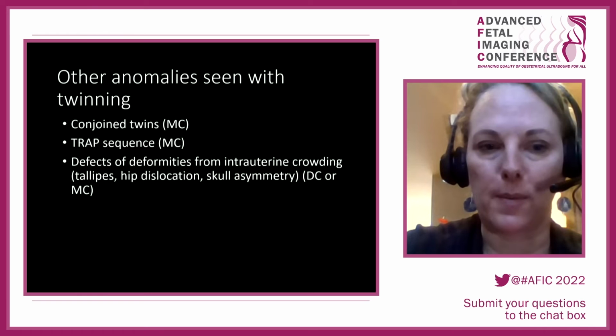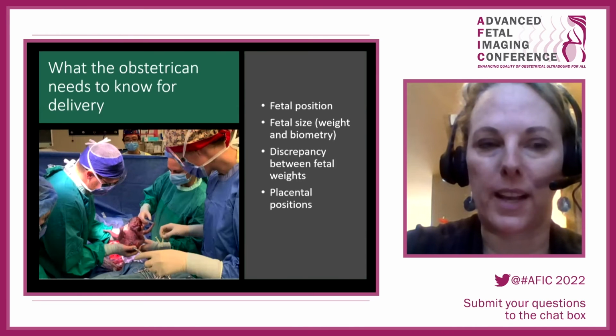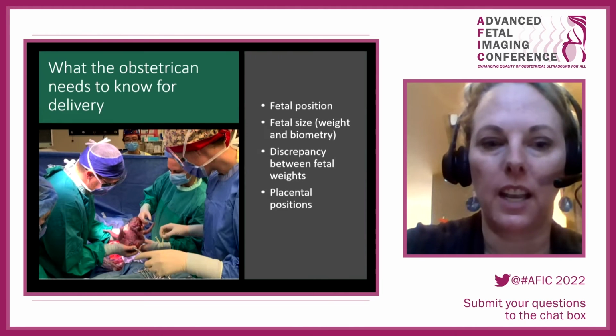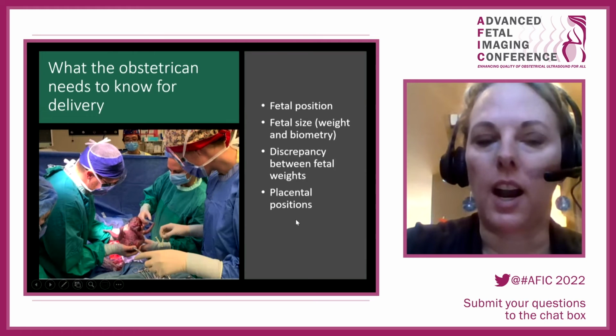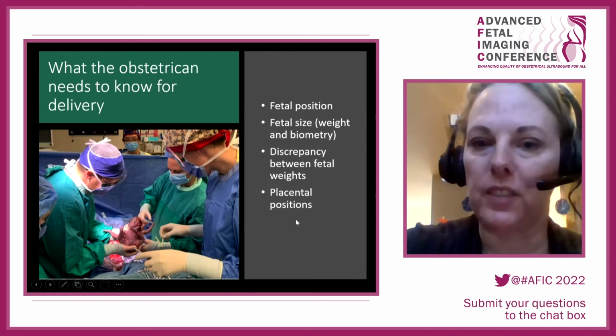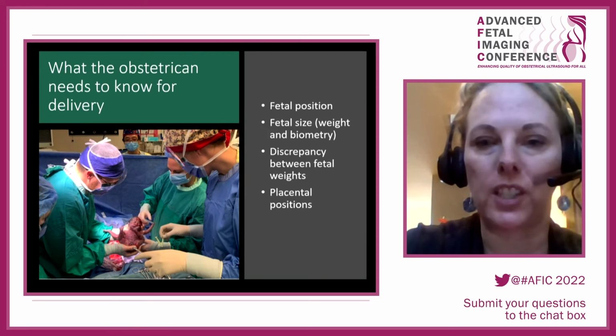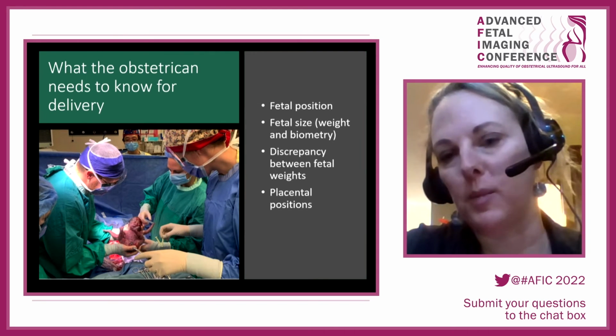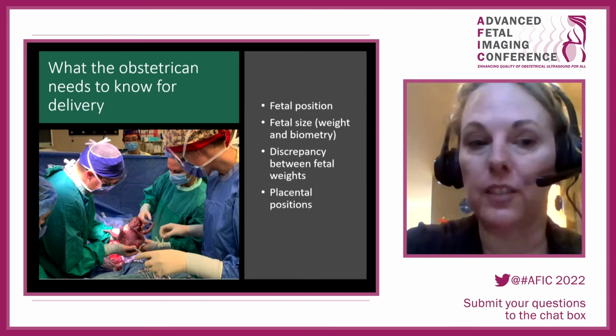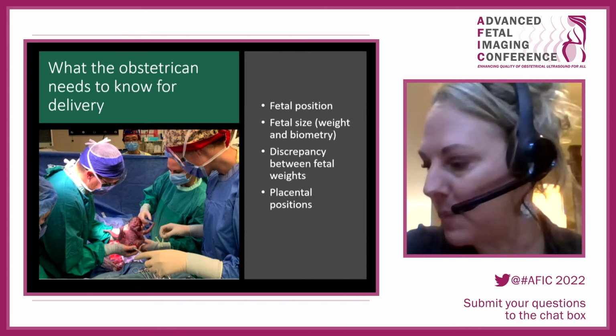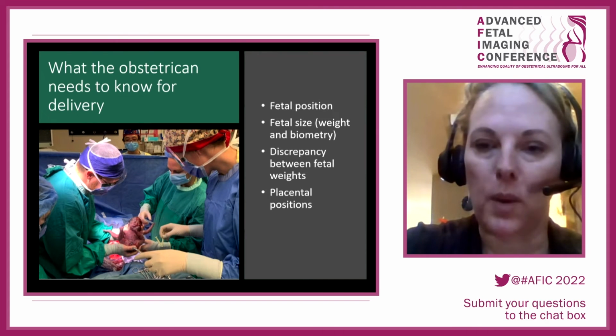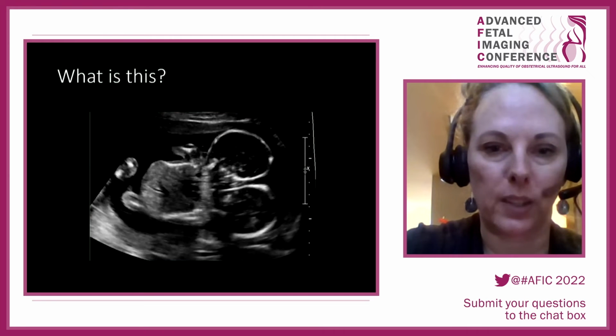Again, those are a little bit more rare. But in terms of delivery, that's me. There we go. What we want to know is the fetal position, the fetal size, and any discrepancy between the twins and placental positions. Because if our second baby is breech, that's okay for vaginal delivery, but if it's significantly bigger than the other baby, then we might want to move with a C-section.